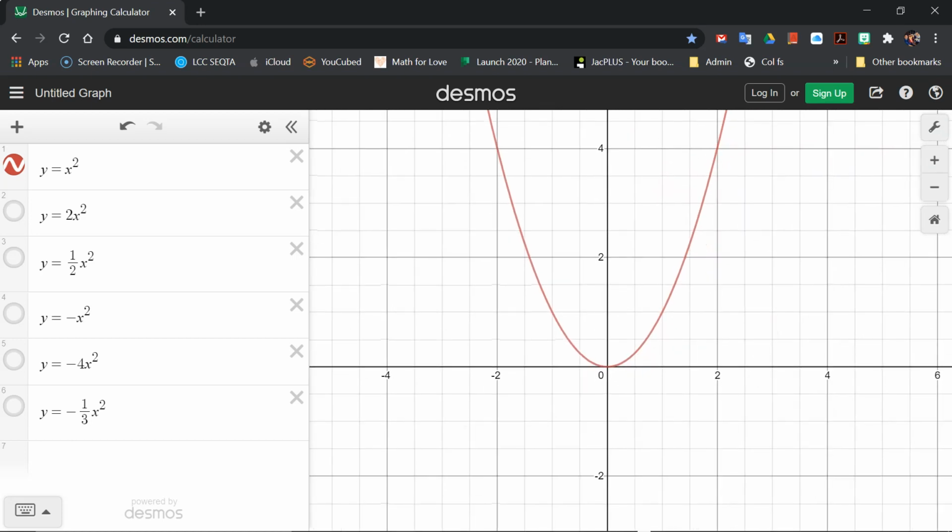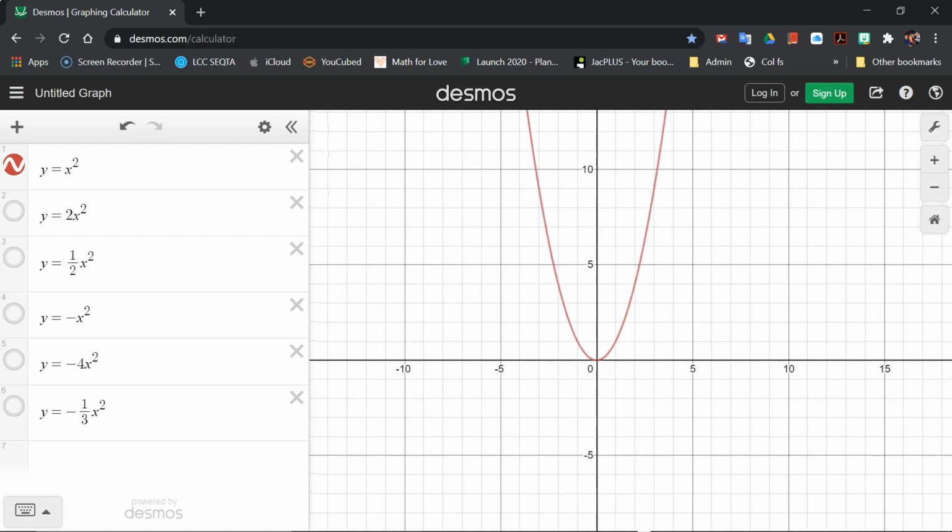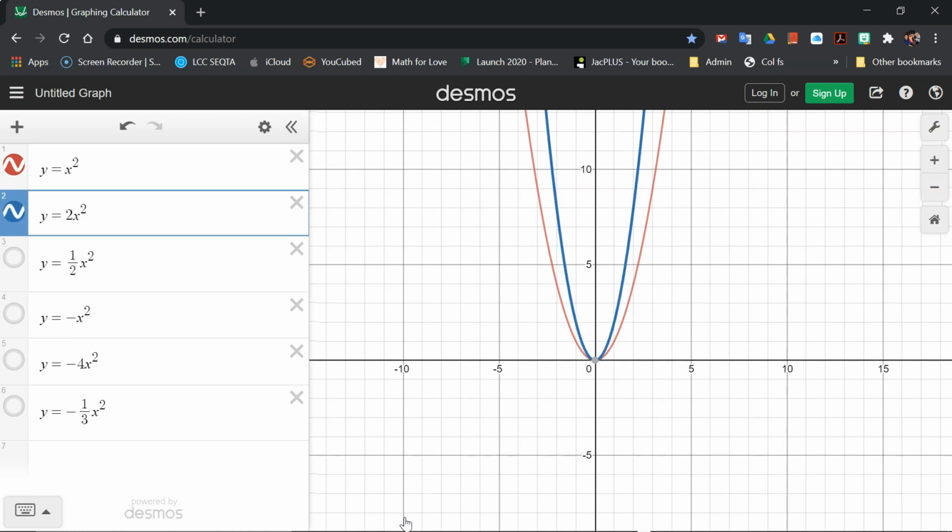Okay, but what would happen if we had 2x squared? So 2x squared would change things and it would appear as so. All of a sudden we have what would you say, a steeper, skinnier parabola. Now, if you were to revert back to linear equations and straight line graphs, the greater the gradient, the steeper the graph. So you could see a similar pattern here. The bigger the number, the skinnier the parabola is going to be.